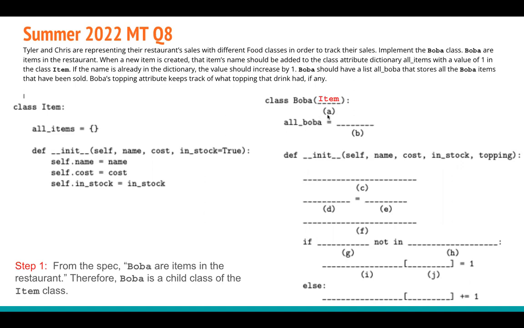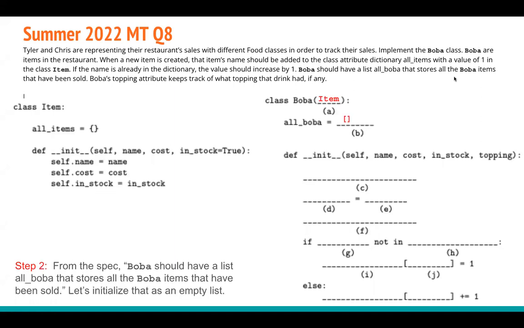And next, we'll just go down blank by blank. So all_boba, we can see, is a variable inside our class, so it's a class attribute. And in our problem statement, we see that Boba should have a list all_boba that stores all the boba items that have been sold. So we can set all_boba to be an empty list at first.